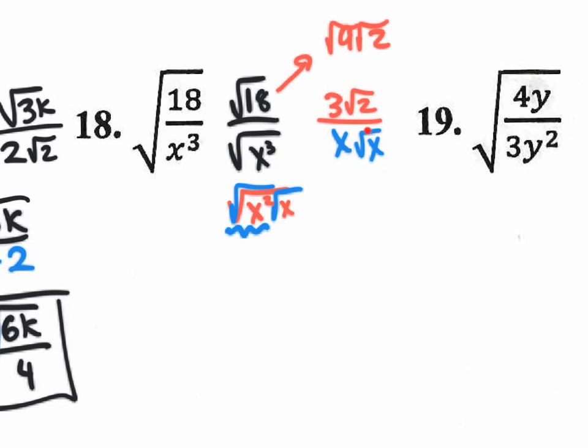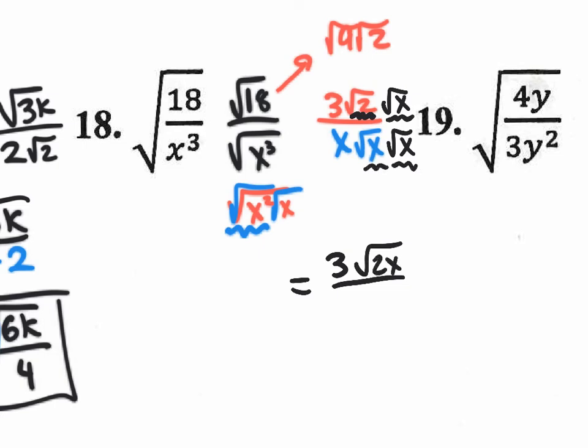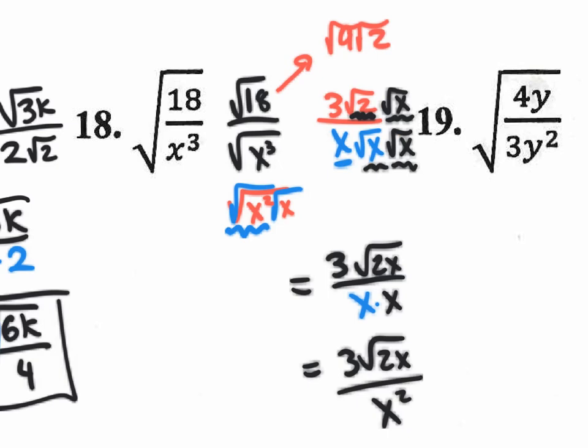However, we cannot leave a radical in the denominator, so I will multiply both top and bottom by that same square root value of x. So our answer on top is 3, and of course square root of 2 times square root of x, that's the square root of 2x. And on the bottom, the square root of x times the square root of x, that's just x. Let's not forget about this blue x that we also have in the denominator answer. So our final answer is 3 square root of 2x over x squared.